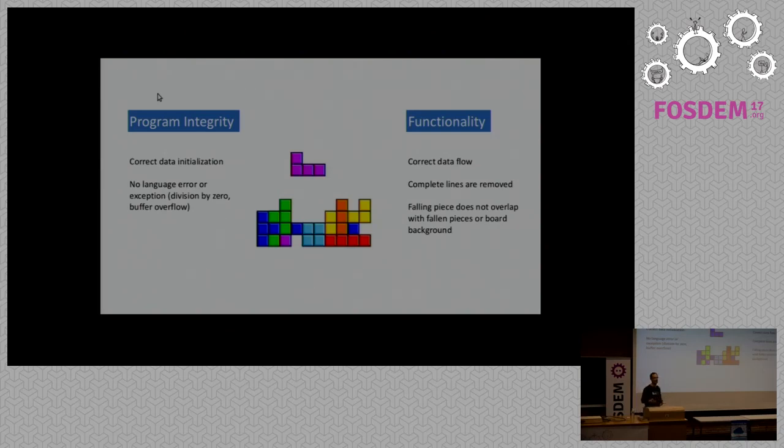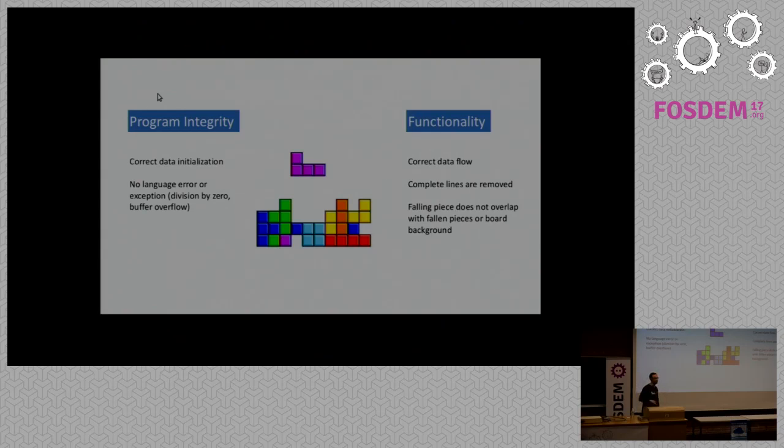Whatever your program, there are typically two kinds of properties that you may want to verify. First, you want to check that the program doesn't go wild, that it stays within reasonable bounds. That's what we call program integrity. And then you want to ensure that the program does something good. That's what we call functionality. So for Tetris, we'd like to show that all the data that is read is properly initialized, a typical reason for bugs, and that there are no language errors or exceptions, depending on the language. So for example, division by zero, buffer overflow, etc. That's for the program integrity.